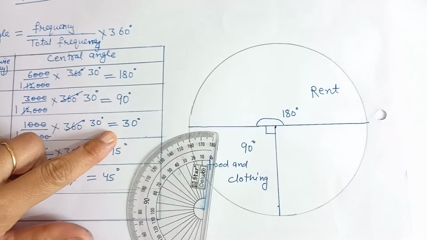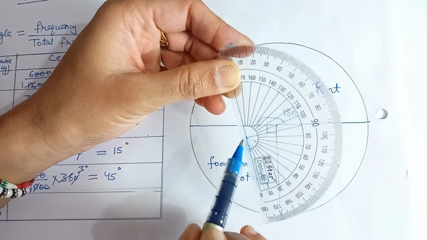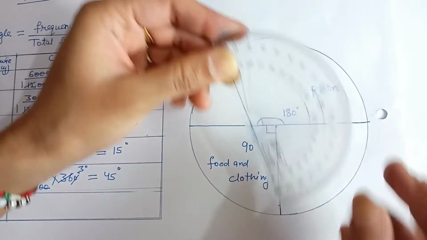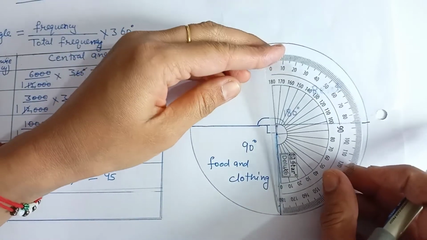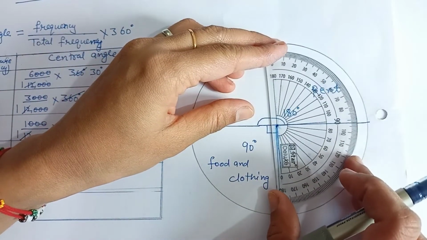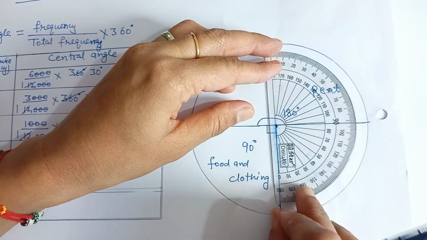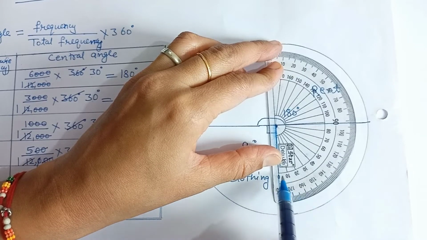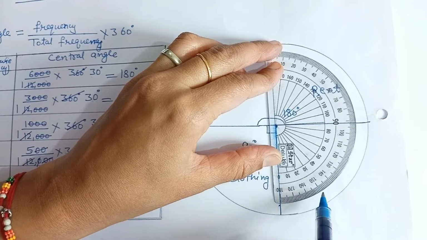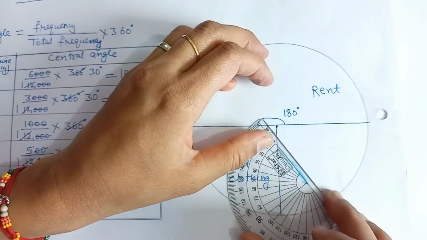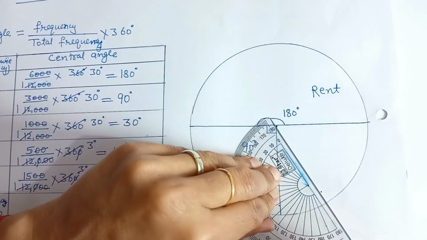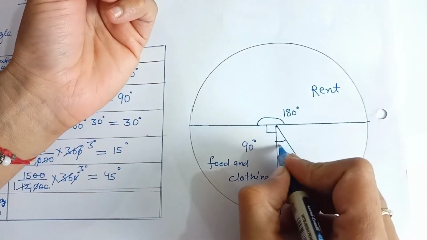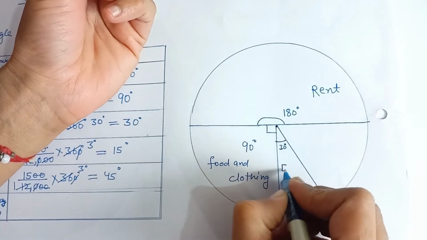Next is education. Angle is 30 degree. Now this point will coincide with this point, and the 0 degree line will be over this line. So place your protractor like this, so that this point will coincide with the center and the 0 degree line over this line. So 30 degree: 0, 10, 20 and 30. Here it is 30. Now join this dot, this is our 30 degree angle. This is for education.